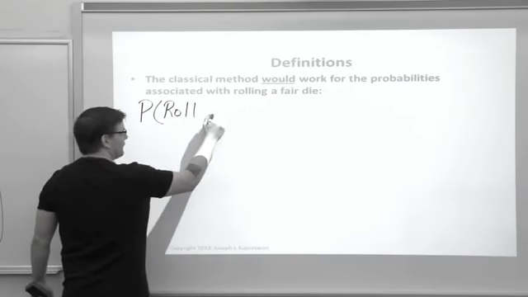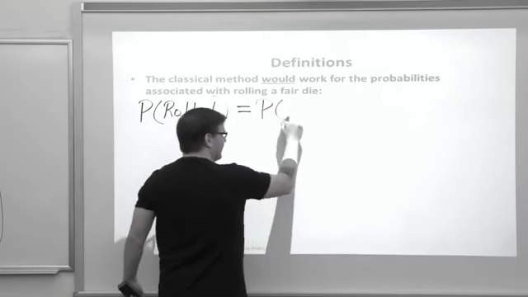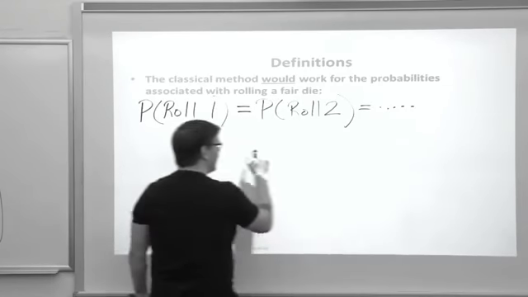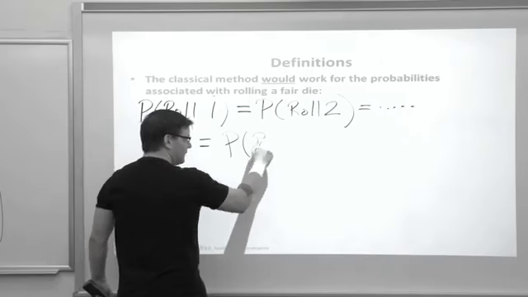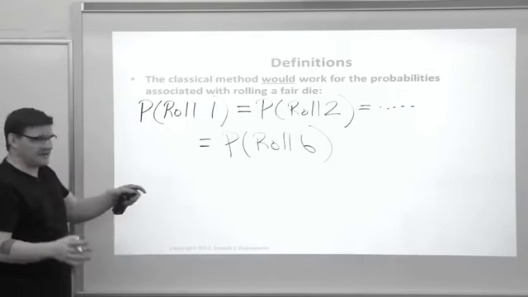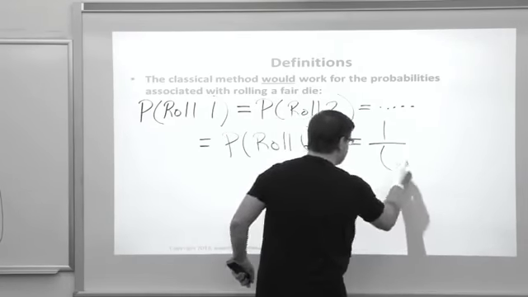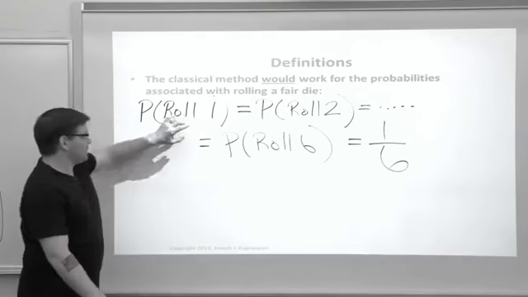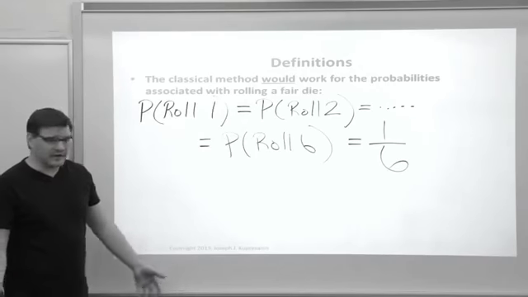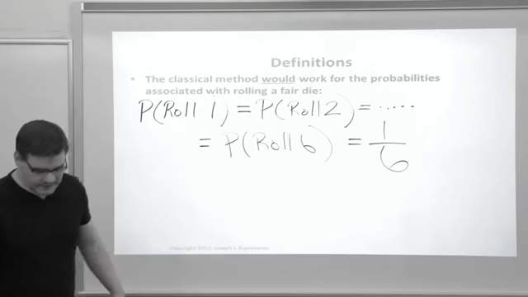So, the probability that I roll a 1 is actually equal to the probability that I roll a 2, which is equal to, and so on, the probability that I roll a 6. They're all equally likely. And if there's 6 sides on the die, then the answer is 1 out of 6. Presuming the die is fair, it's just as likely to roll a 1, 2, 3, 4, 5, or 6. So classical method. Okay, equally likely outcomes.